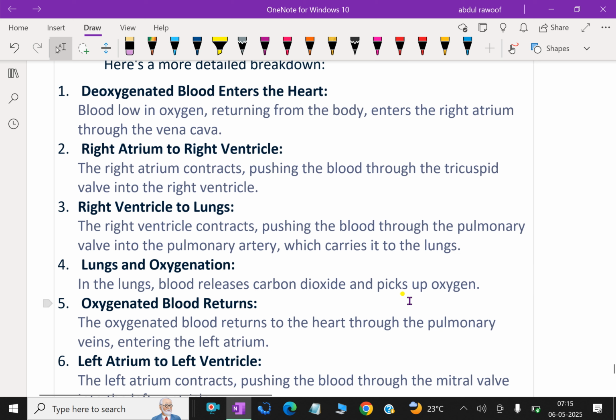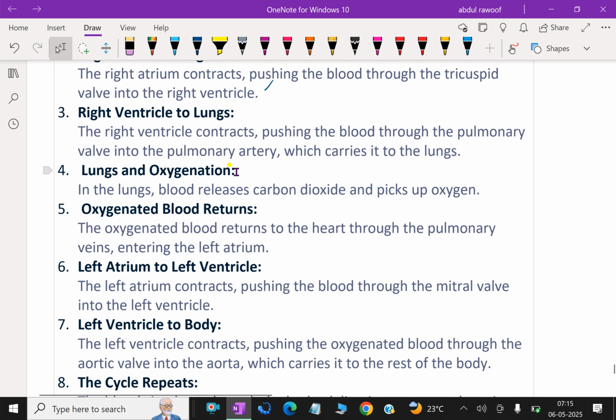First, blood low in oxygen returns from the body and enters the right atrium through the vena cava. Right atrium to right ventricle: the right atrium contracts, pushing the blood through the tricuspid valve into the right ventricle. Right ventricle to lungs: the right ventricle contracts, pushing the blood through the pulmonary valve into the pulmonary artery, which carries it to the lungs.